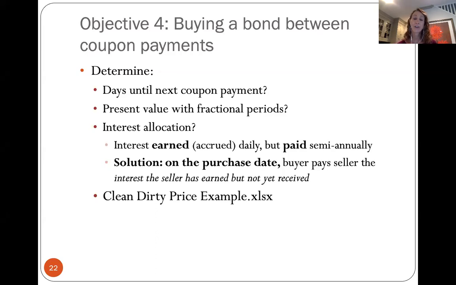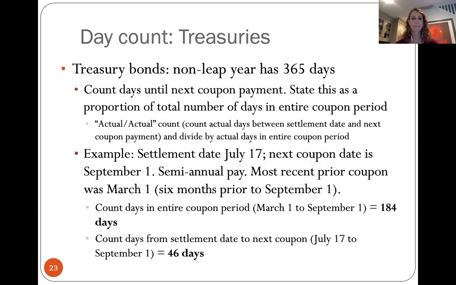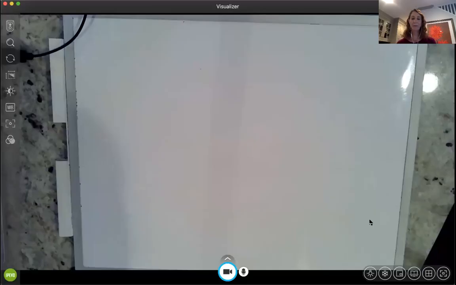Remember, interest is earned or accrued daily, but paid semi-annually. So in the solution, what will happen is the buyer is actually going to just pay up front for the interest that he's going to receive in a little bit. And so I want to draw this out for you in a timeline with a bit of an example. So let's take a peek at that. So we're going to share the whiteboard with you, and let's take a look at what we're doing here.